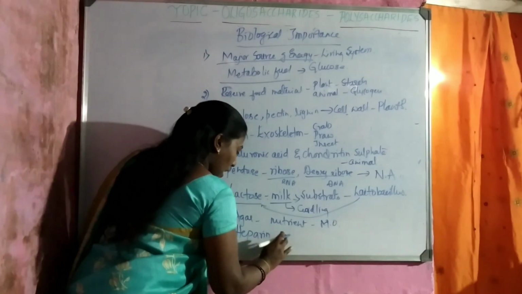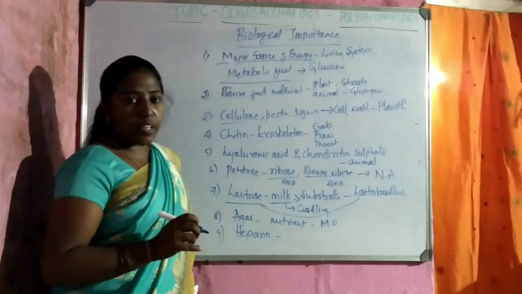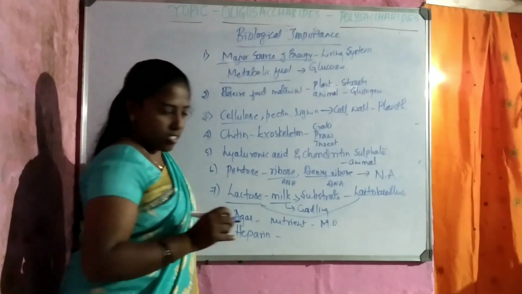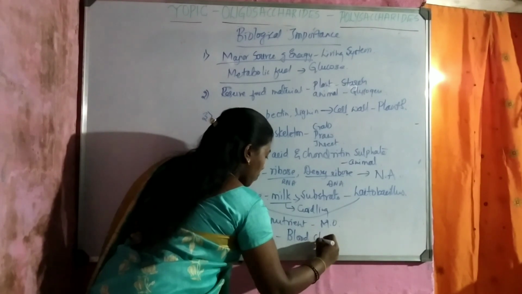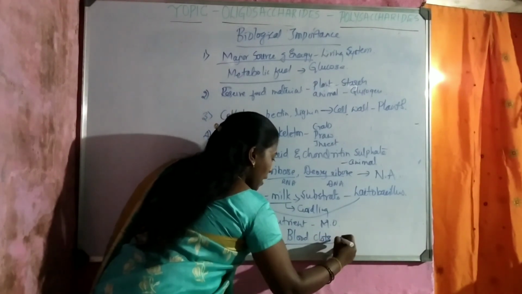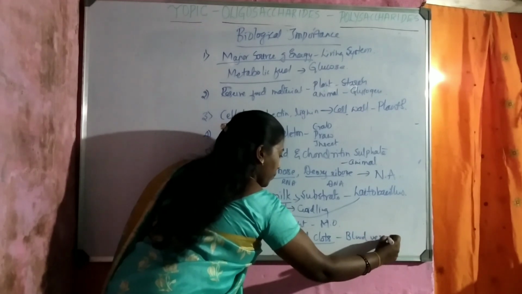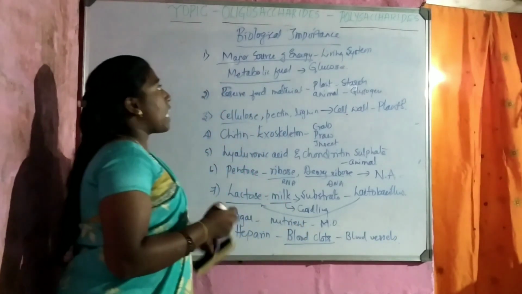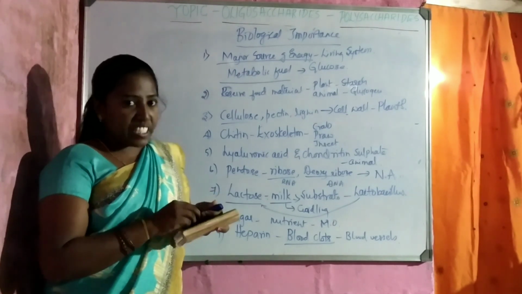Another example is heparin. Heparin is another polysaccharide, which inhibits the formation of blood clots. It inhibits the formation of blood clots, or it dissolves the blood clots in the blood vessels. So this is regarding some of the biological importance of carbohydrates.